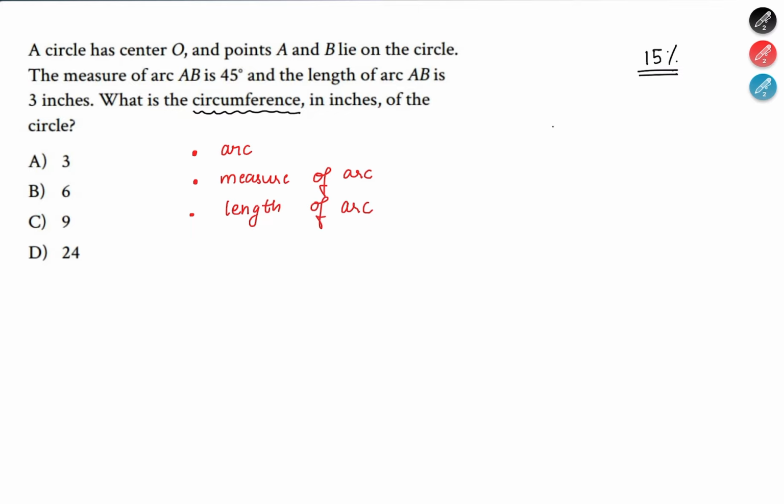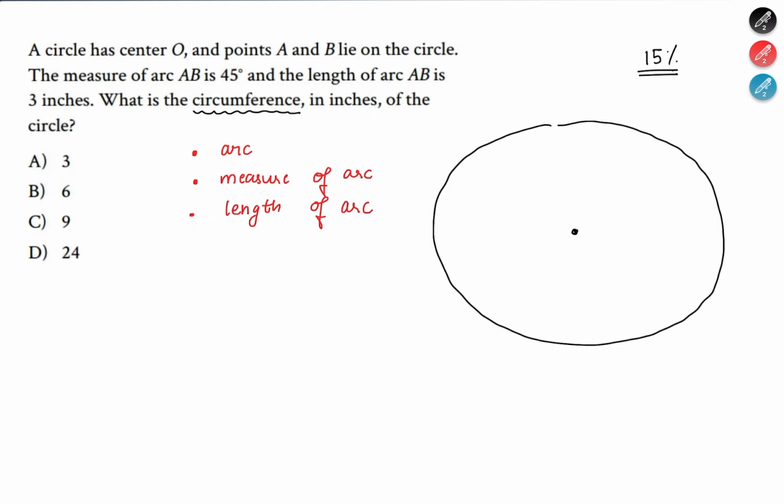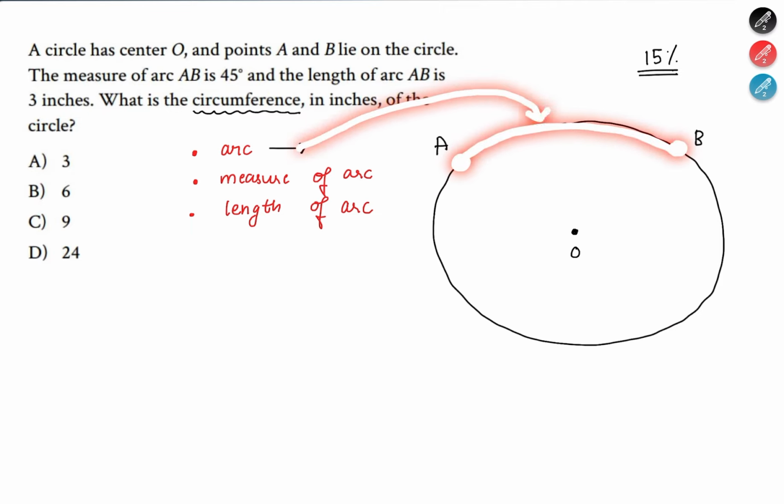So let us take a circle. I'm calling this my circle, and the center of the circle is O, and A and B are any 2 points on the circle. Yes, this is what is given to me in the question. So what is an arc? An arc is the portion between any 2 points on the circle. So here we have 2 points A and B. The portion between these 2 points is called the arc.